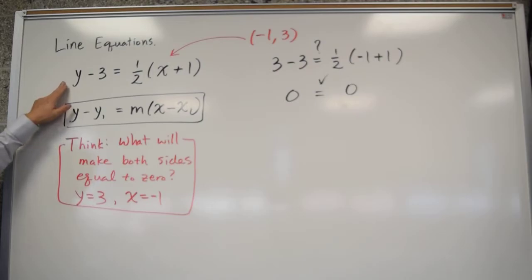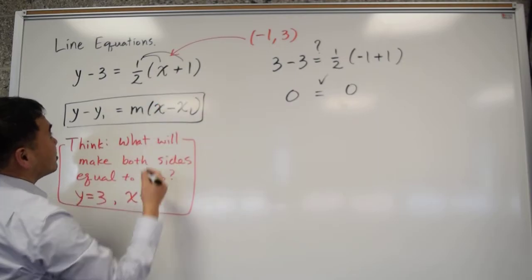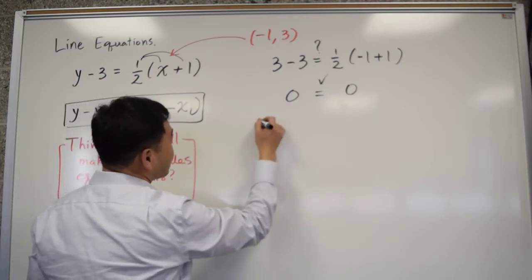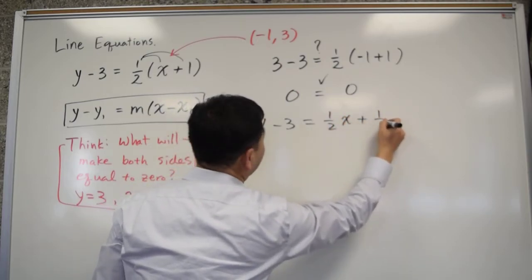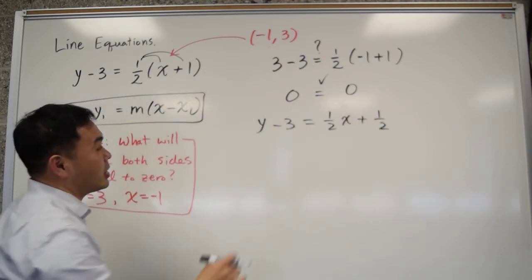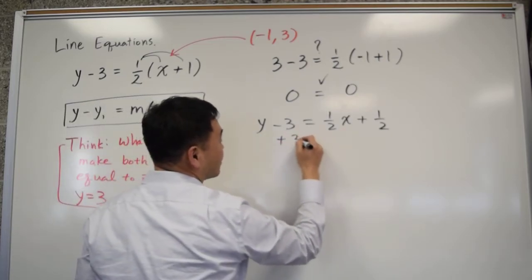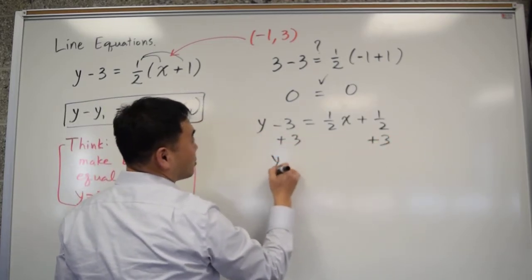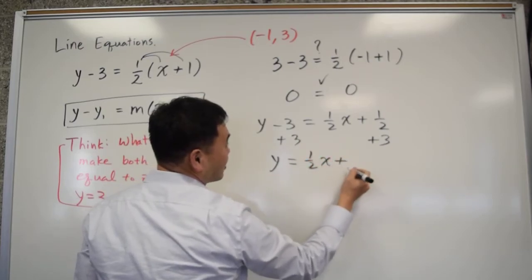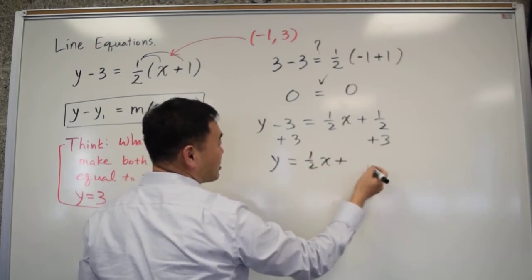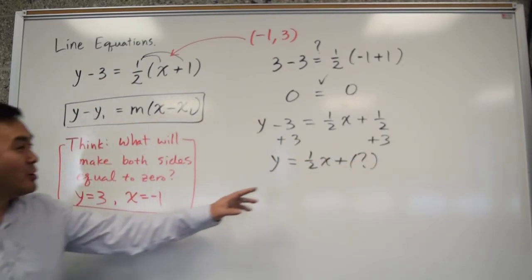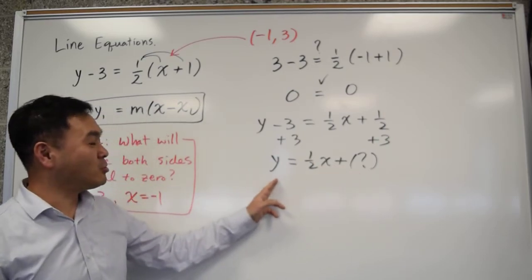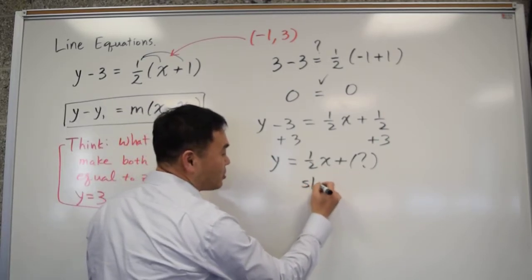Next, another thing you should look at here is multiplying this out, and it kind of gets ugly, but bear with me. 1/2 x plus 1/2, since 1/2 times 1 is 1/2. And then add 3 to both sides. And you get y equals 1/2 x plus, what's 3 plus 1/2? I do know, but I'm just saying. So you put this into the slope intercept form, right?